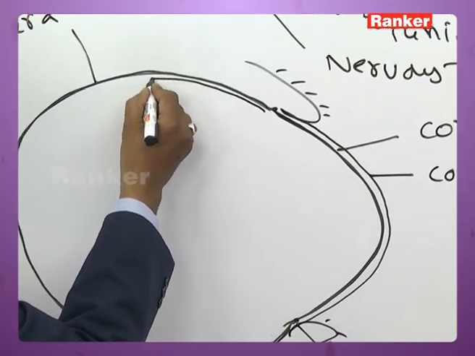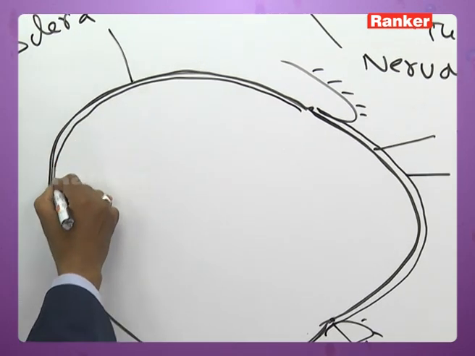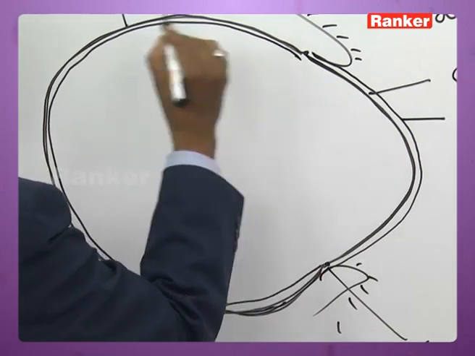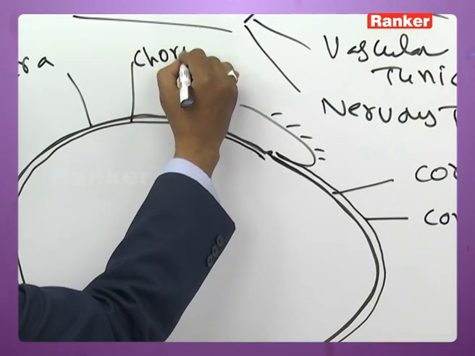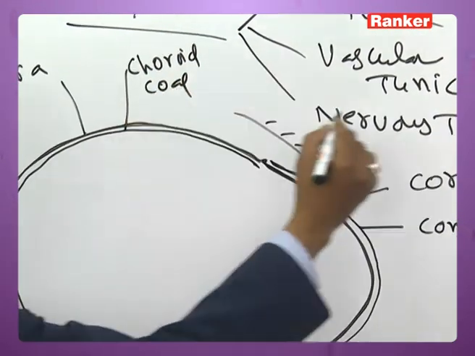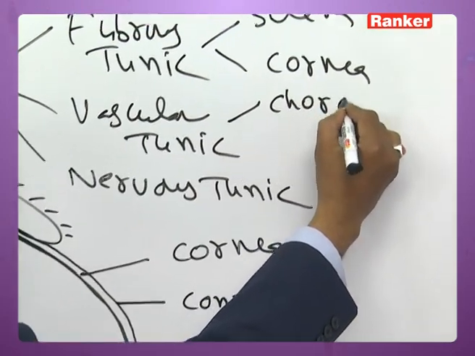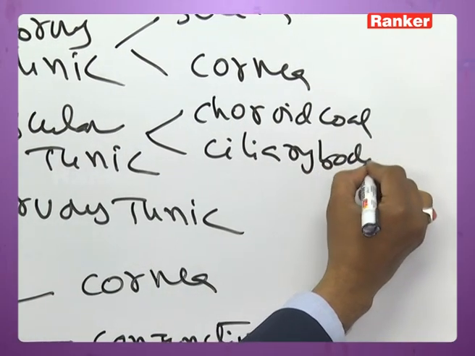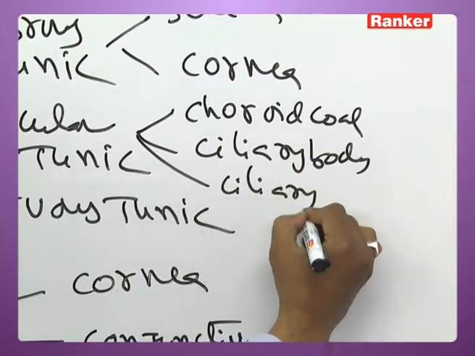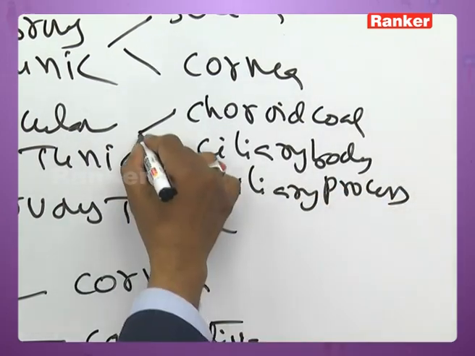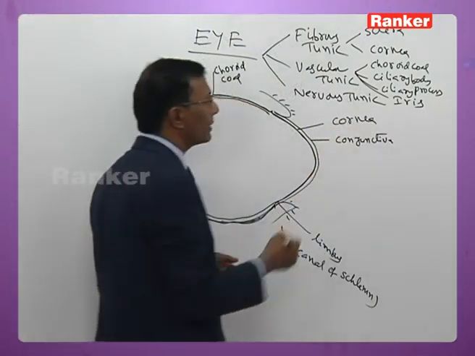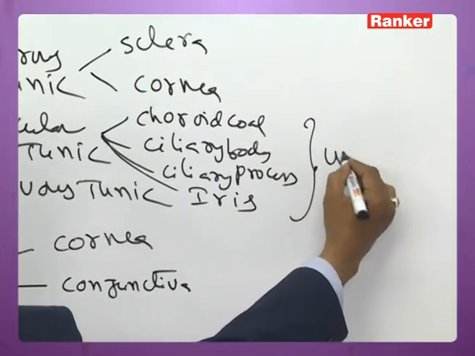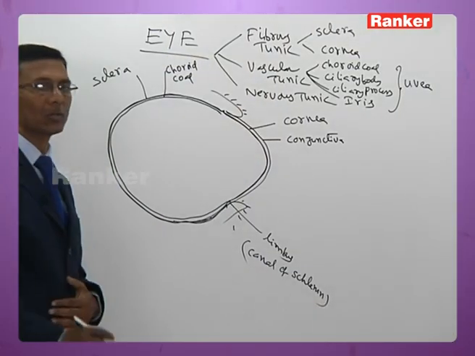This is the vascular coat that lies below, which is also called the choroid coat. The vascular coat has the choroid coat, ciliary body, ciliary processes and iris. All of them put together are called the vascular coat. Vascular coat is also called uvea.